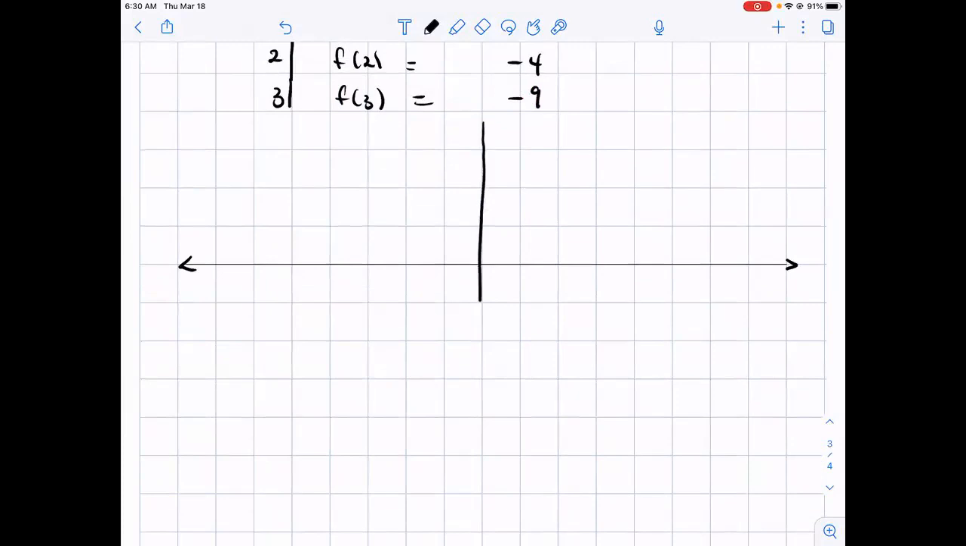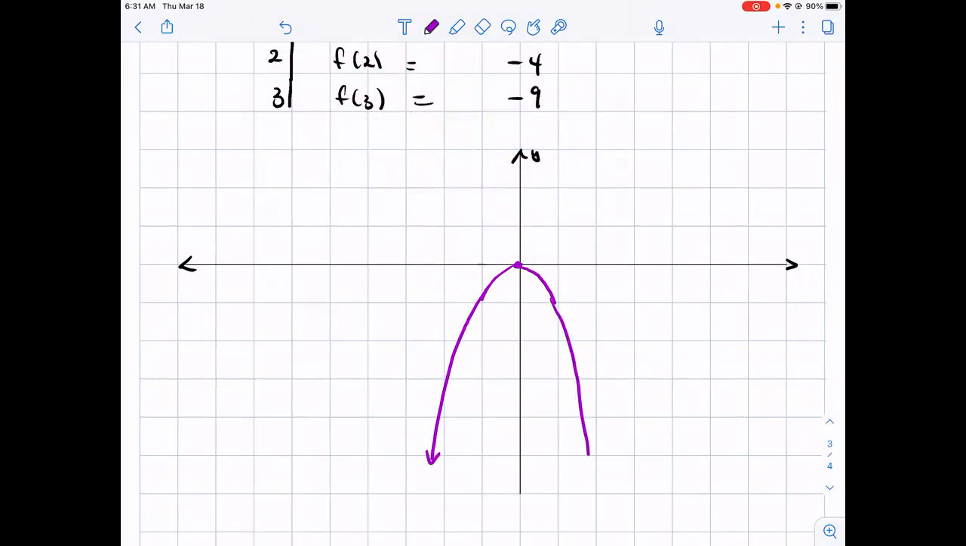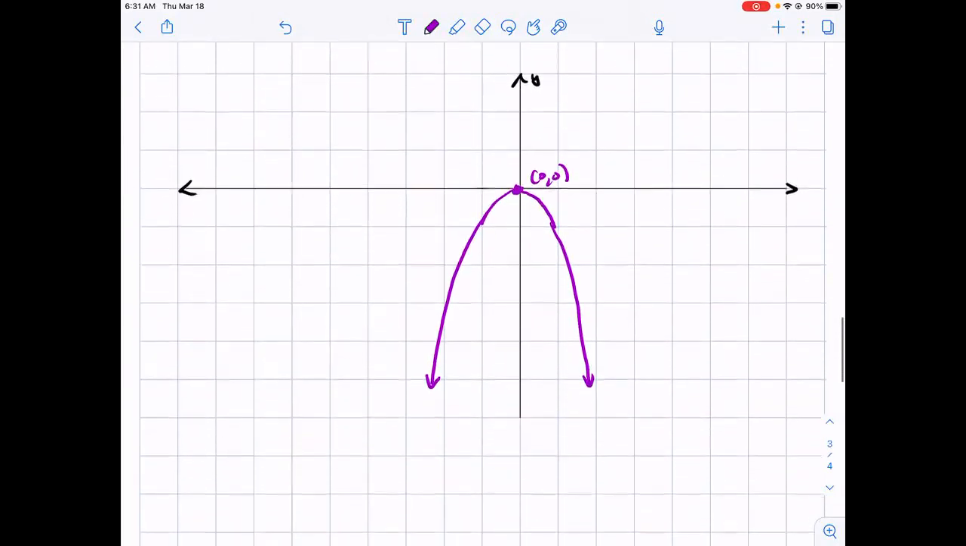similar to x squared, but there is one little difference. You will see that this graph is not pointing upward, it is pointing downward. Here is the point 0, 0. And this is the function f of x equals minus x squared.